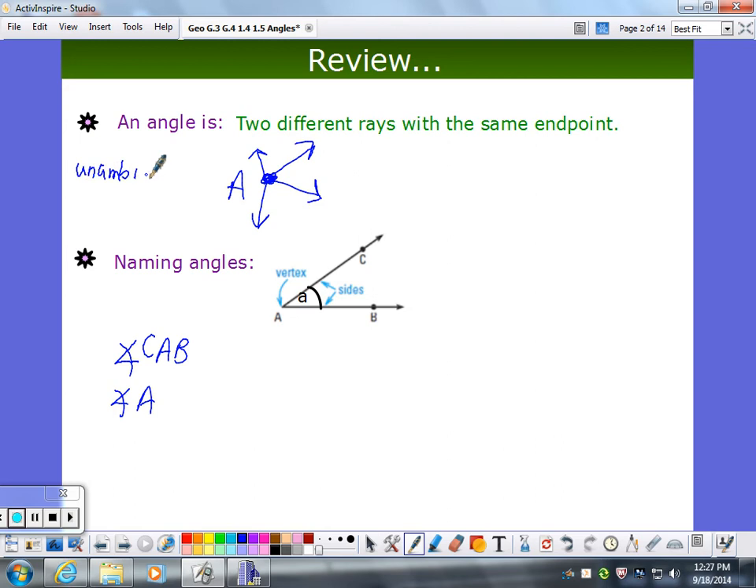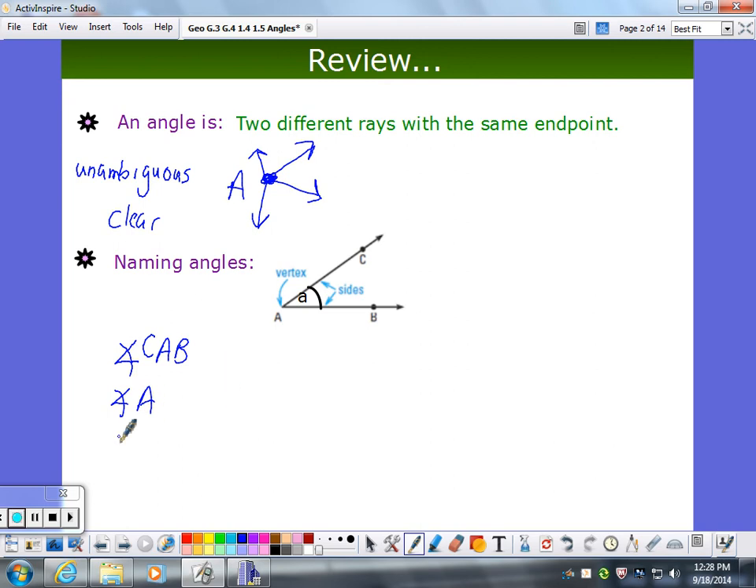Here's our big word for the day: unambiguous. What does unambiguous mean? Clear. Ambiguous means not clear. Unambiguous means clear. So this is ambiguous here. Which A do you think? So when it's not very clear, you can't just use the single letter name.